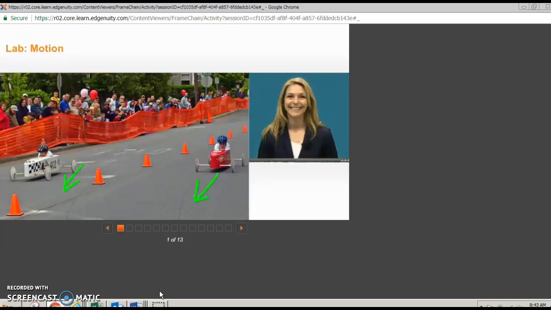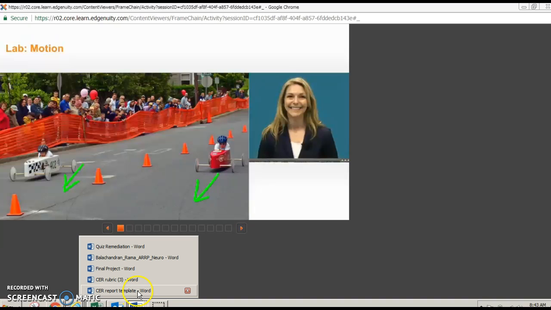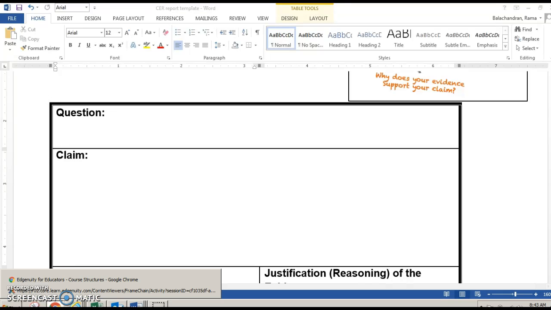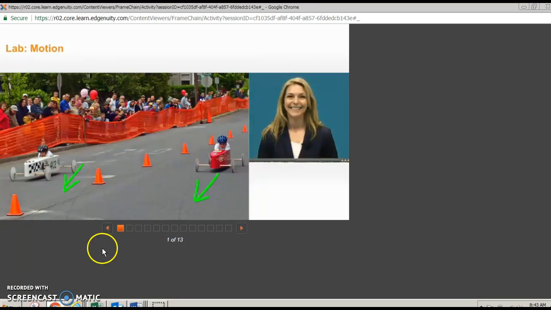Today I wanted to go over the lab titled Motion and offer you some guidance in constructing a scientific argument, especially in writing a lab report of this type: claim, evidence, and reasoning, called the CER report. Okay, so let's first take a look at the objective of the lab. So let's listen to the instructor.